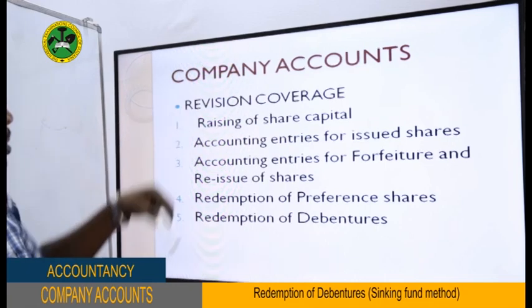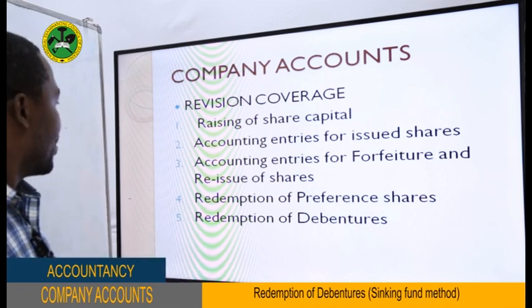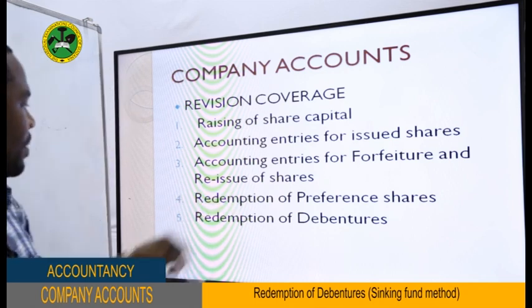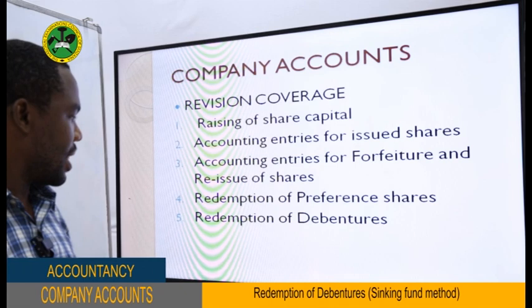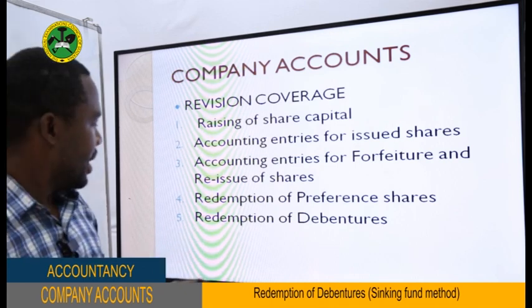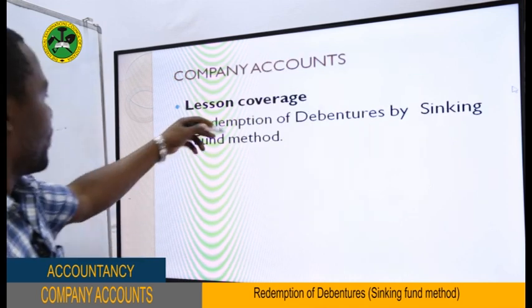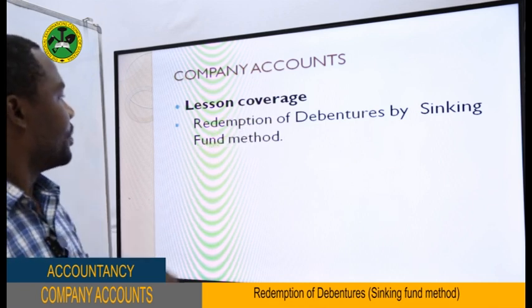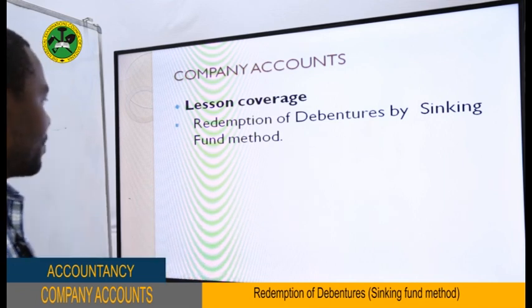We covered this in lesson number 1: raising of share capital, accounting entries for issued shares. We covered accounting entries for forfeiture and the reissue of shares. And in the previous lesson, we covered the redemption of preference shares. And let's now have another lesson today on the redemption of debentures. Under this lesson, we are going to have one question, but basically in the sinking fund method.